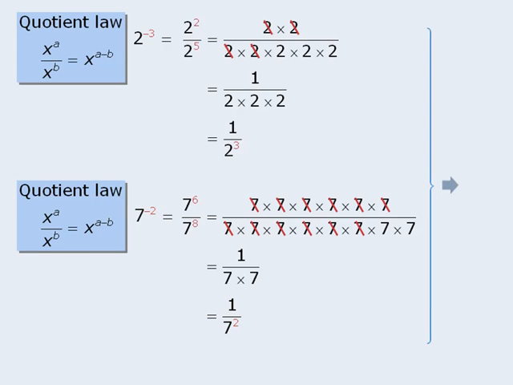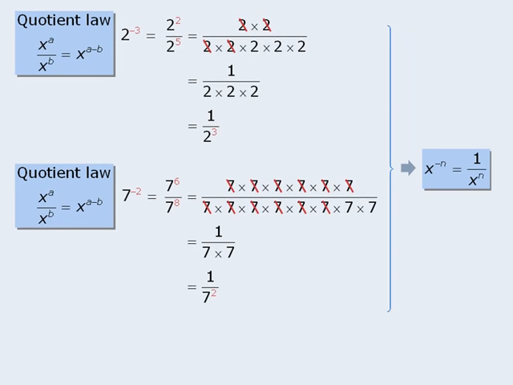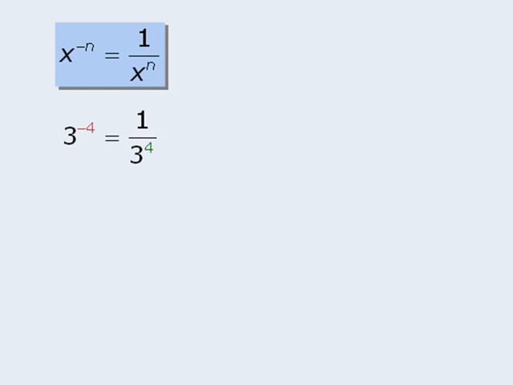To generalize these results, we can say that x to the power of negative n is equal to 1 over x to the power of n. Okay, now let's use this rule to evaluate some expressions. For example, 3 to the power of negative 4 can be rewritten as 1 over 3 to the power of positive 4, and when we evaluate 3 to the power of 4, we get 81. So 3 to the power of negative 4 is equal to 1 over 81.